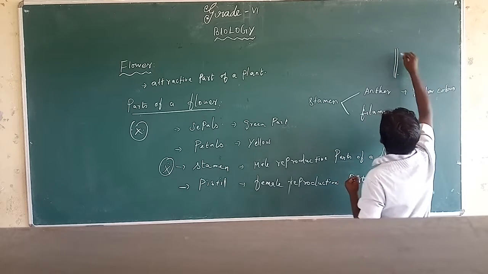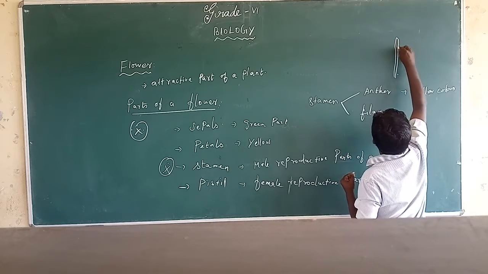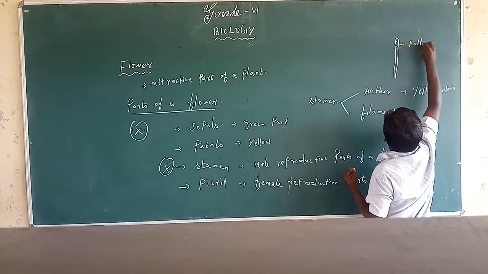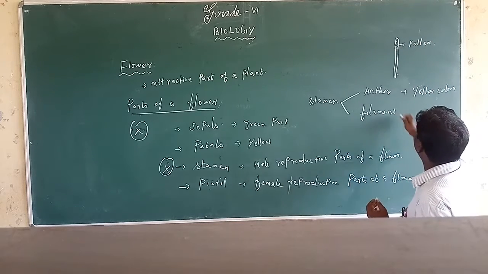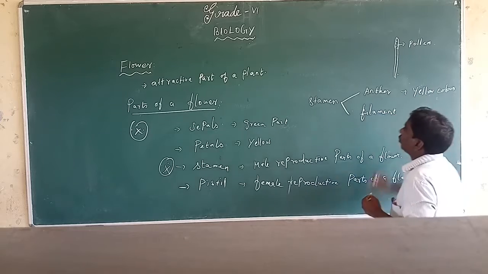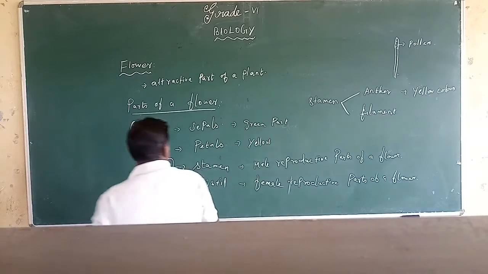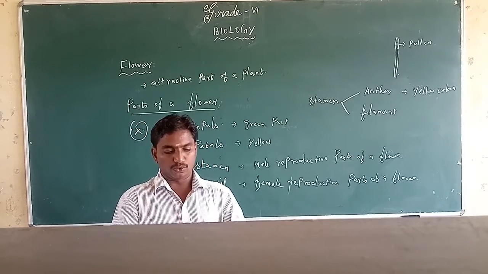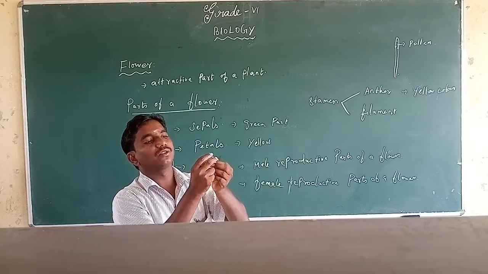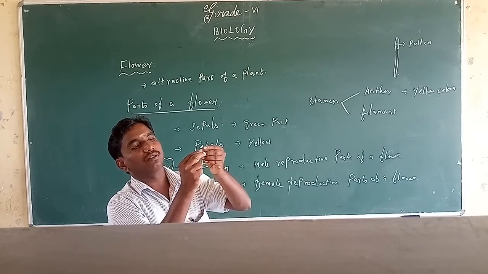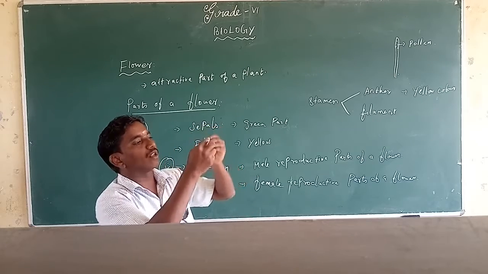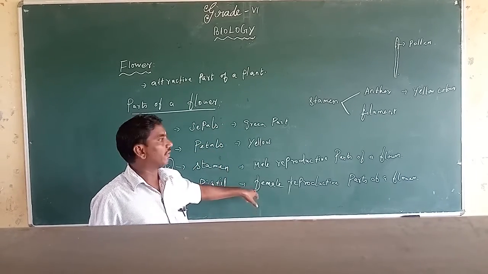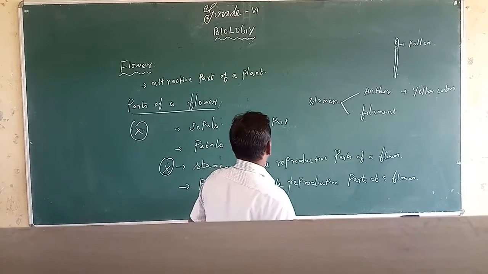The anther has a pollen form, and it is yellow in color. And the next one is the pistil. So this part is known as the pistil. The pistil is the female reproductive part of the plant.